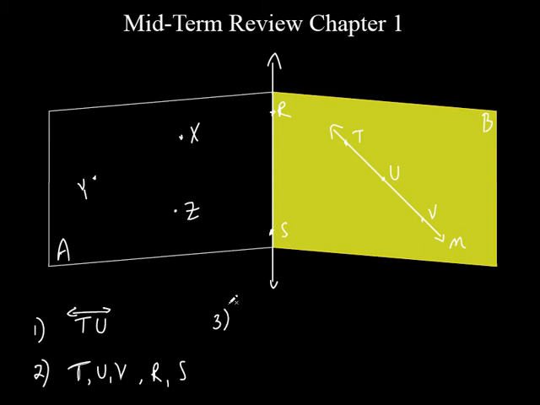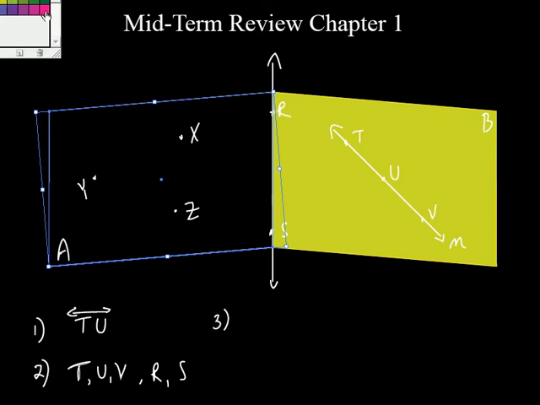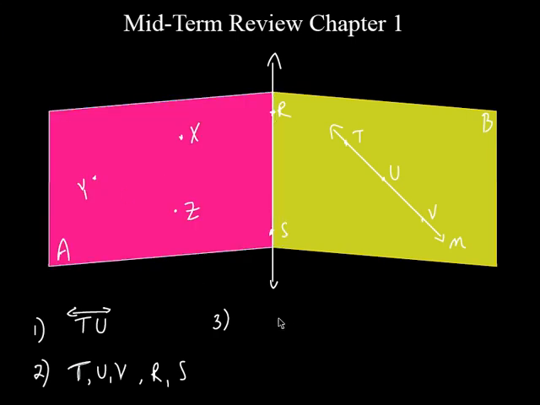Number 3 says name the intersection of plane A and B. This is the hardest one out of these 4 questions right here. It says name the intersection of the 2 planes. Well, if you take a look, we'll go with a different color right here. Look at the 2 colored planes right there. Where do they intersect each other? At a line, don't they? They intersect at a line.